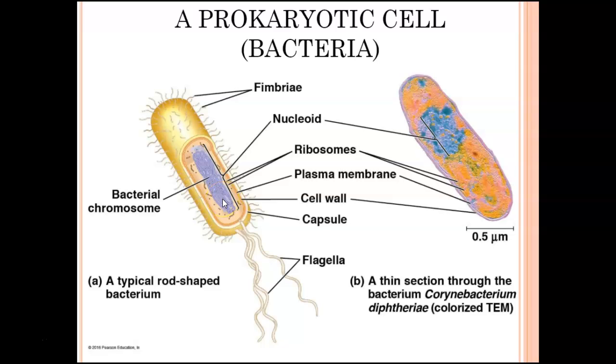Other common features of bacteria include extracellular features such as fimbriae or cilia or flagella, and organelles such as ribosomes. There is a plasma membrane and even a cell wall.